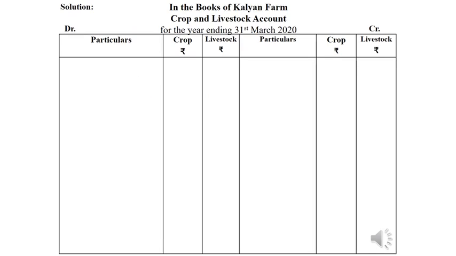In the books of Kalyan Farm, crop and livestock account, I have taken two columns here for crop and livestock, both sides. Let us record opening stock. Crop opening stock is given as 5 lakhs, livestock opening stock is given as 4 lakhs. I am recording on respective columns.